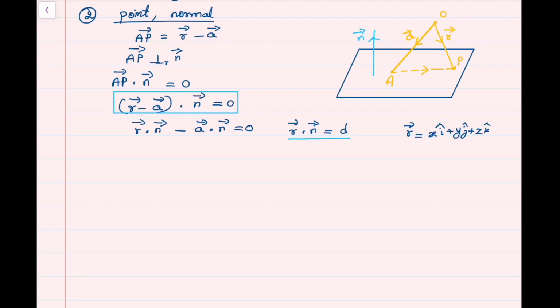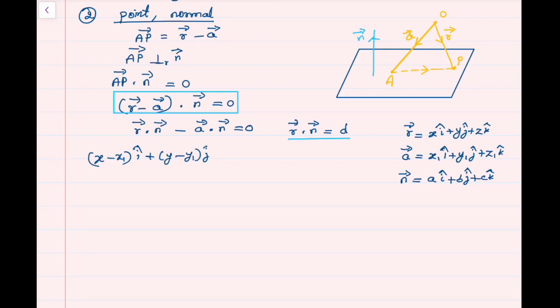and the given point vector A be x1i plus y1j plus z1k. Let vector n be ai plus bj plus ck, where a, b, c are the direction ratios of the normal. Let us substitute in the vector equation. R minus A will be (x minus x1)i plus (y minus y1)j plus (z minus z1)k.